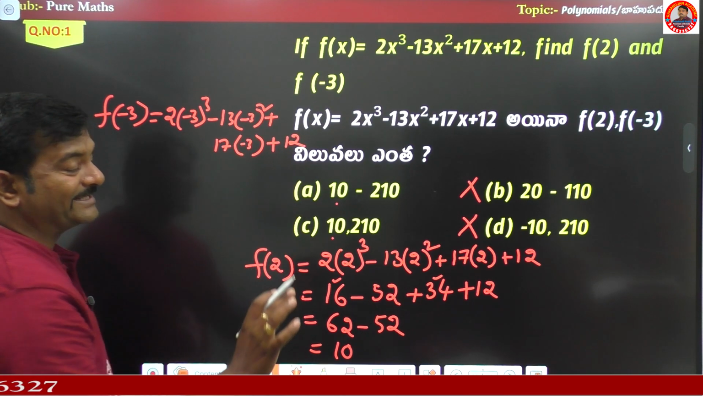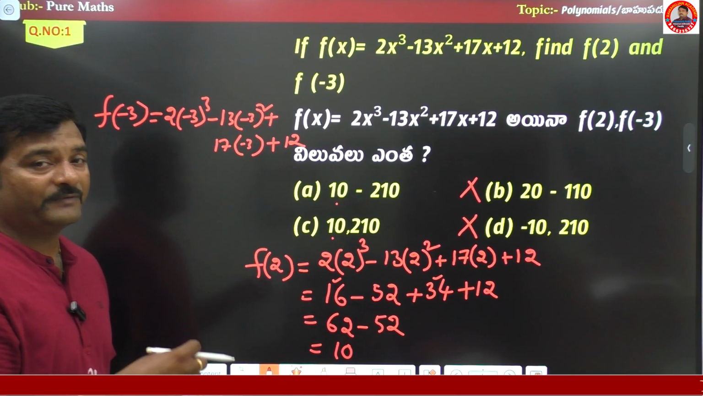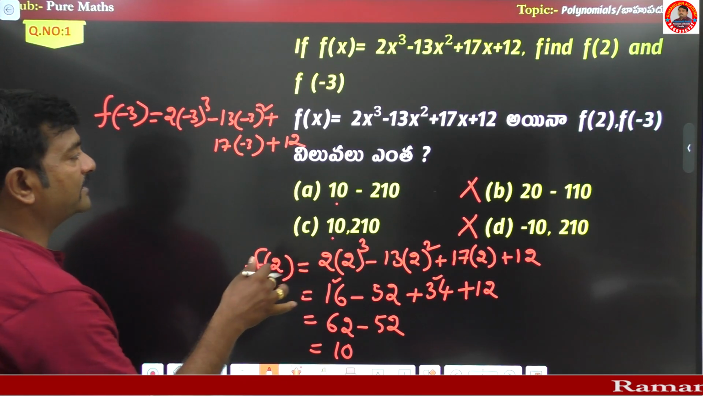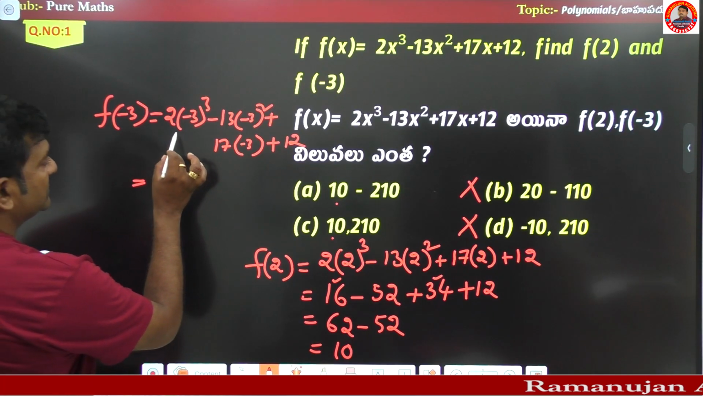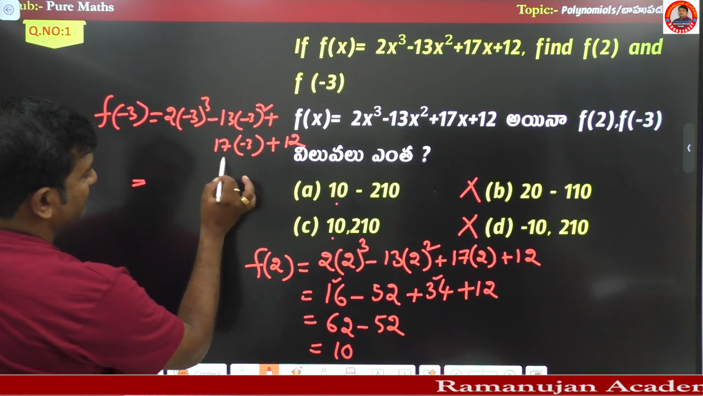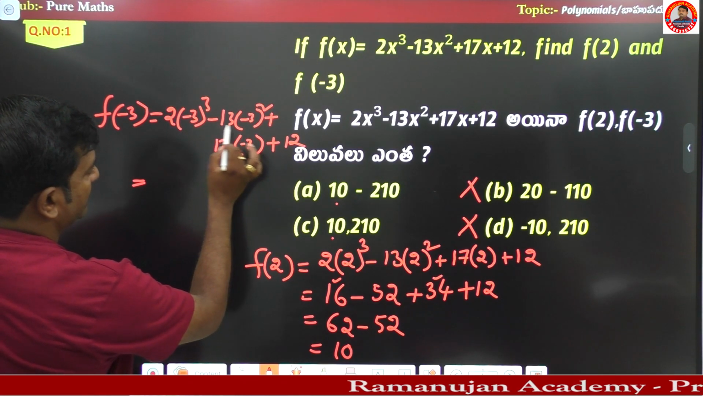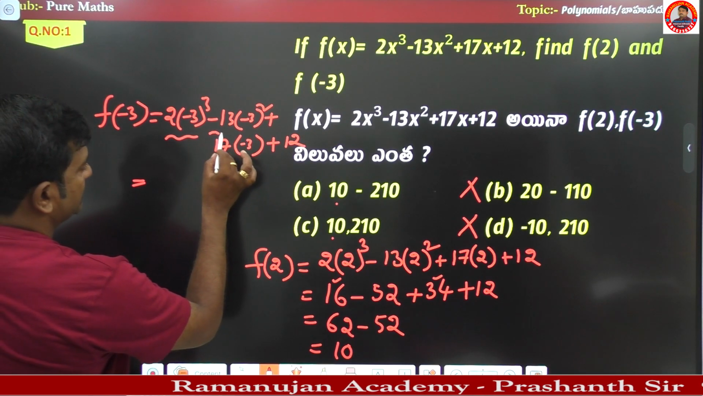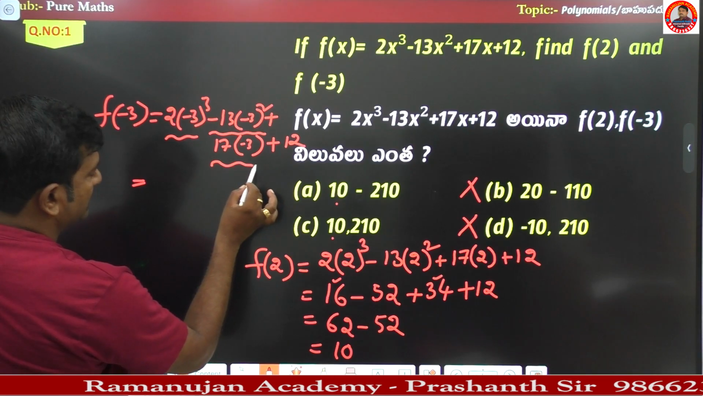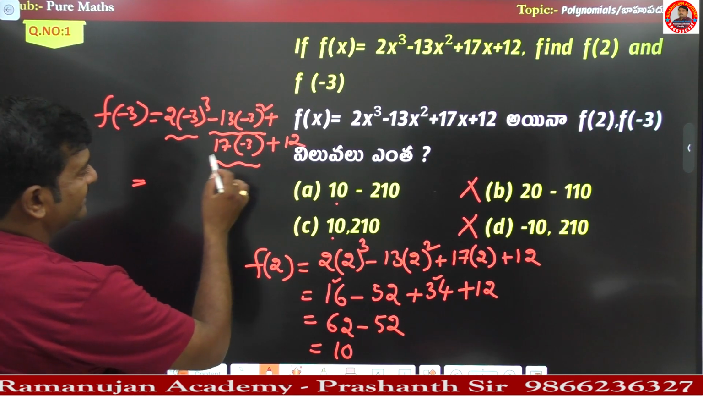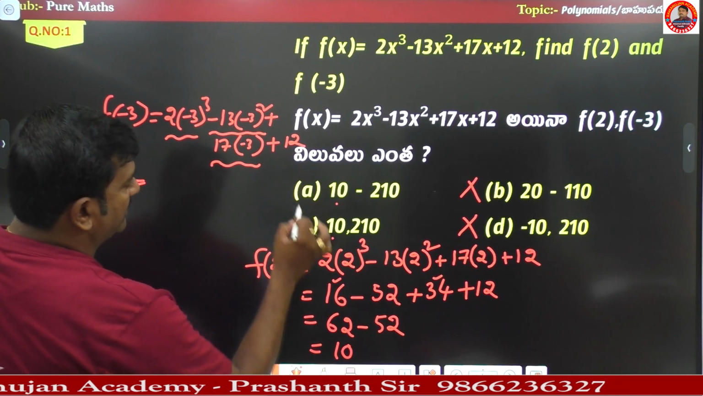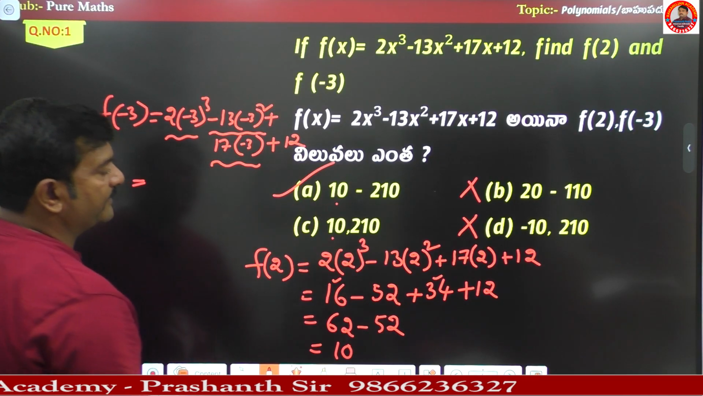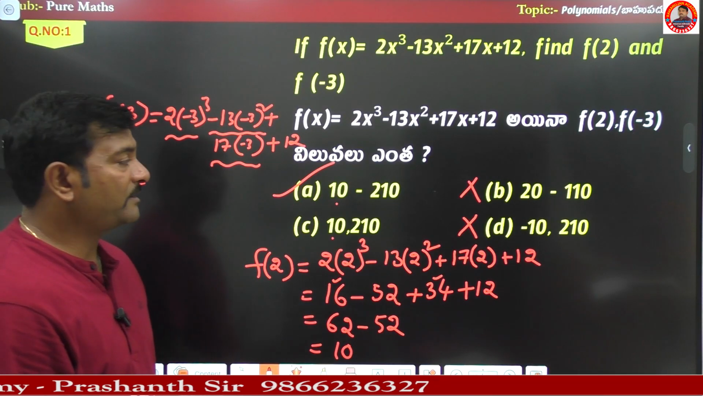Sometimes you need not find the exact value. You have to identify the answer, that's all. So is it positive or negative? Negative. Is it positive or negative? Negative. See, this is a negative number. This is also a negative number. This is also a negative number. For all these negative numbers, adding only plus 12, you are going to get a negative number only. That's why the second value must be a negative number.